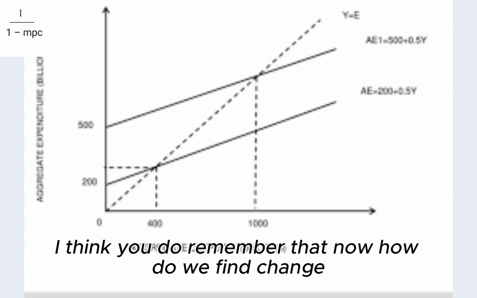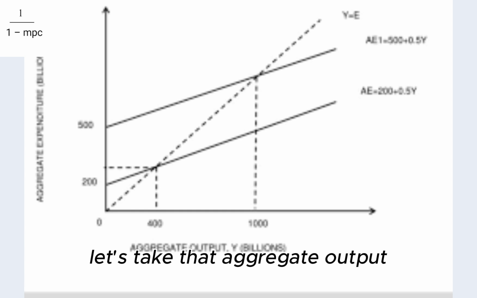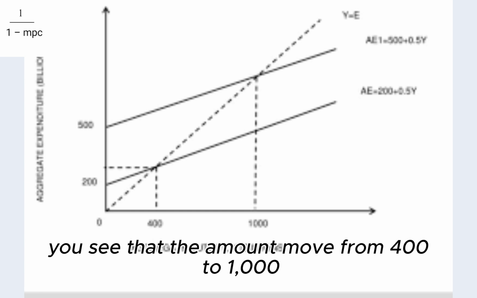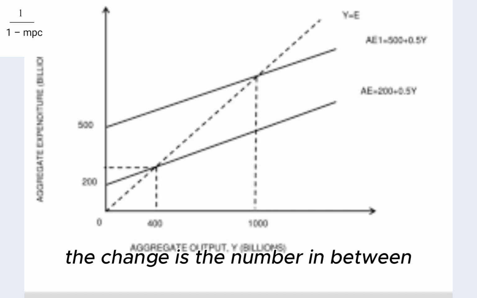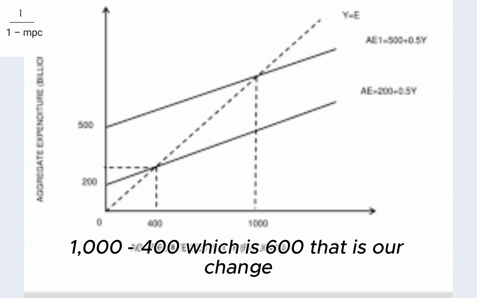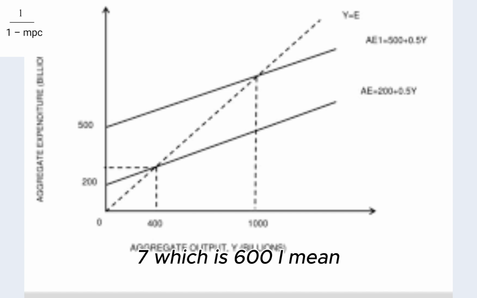Now how do we find change? That is the question. How do we find change? Let's take that aggregate output. You see that the amount moves from 400 to 1000. The change is the number in between. How do we find it? 1000 minus 400, which is 600. That is our change. Please write it down: 1000 minus 400, which is 600.